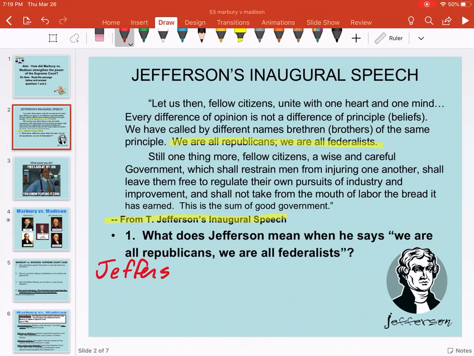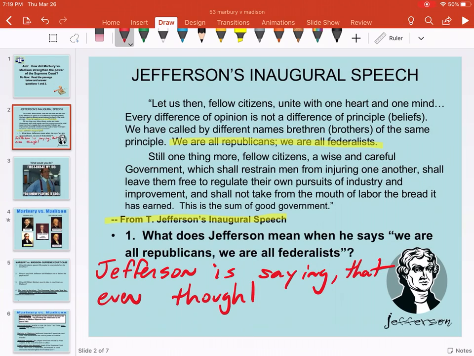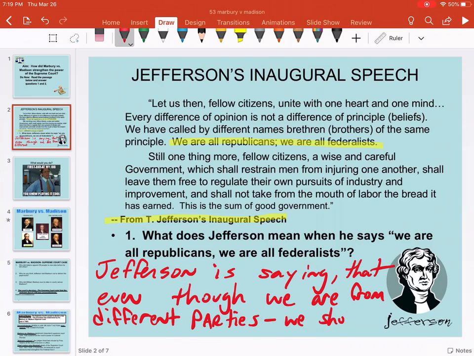Jefferson is saying that even though we are from different political parties, we should still be in it together. We should have the same goals. And this is a great message today.